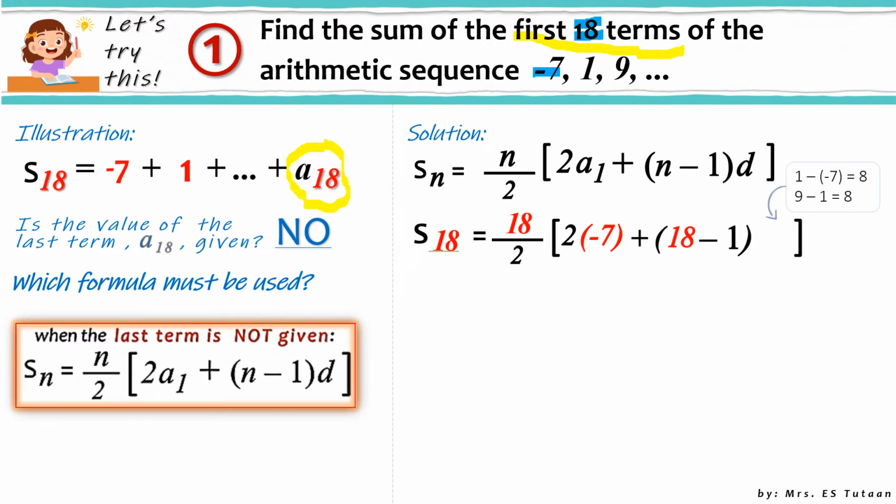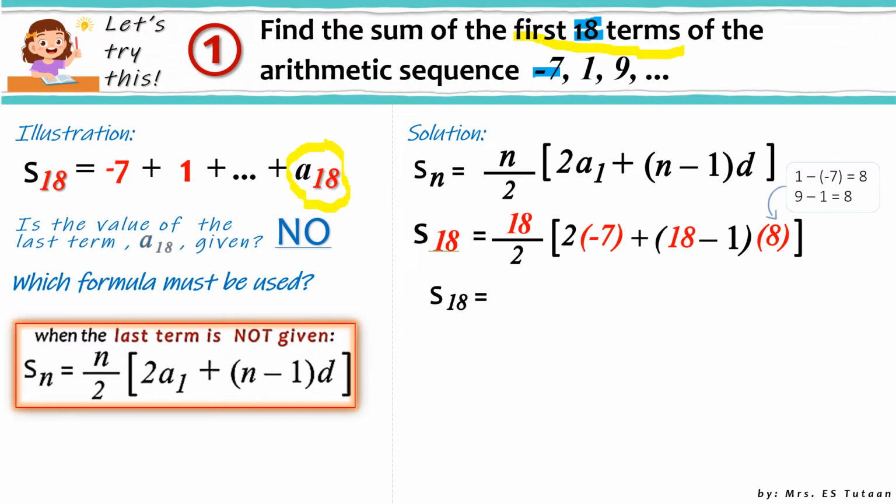Paano nakuha yung common difference? So, we have 1 minus negative 7 equals 8. 9 minus 1 is equal to 8. So, ang ating common difference ay 8. And then, isi-simplify natin yung ating equation following the GEMDAS. So, unahin natin yung nasa loob ng mga grouping symbols.